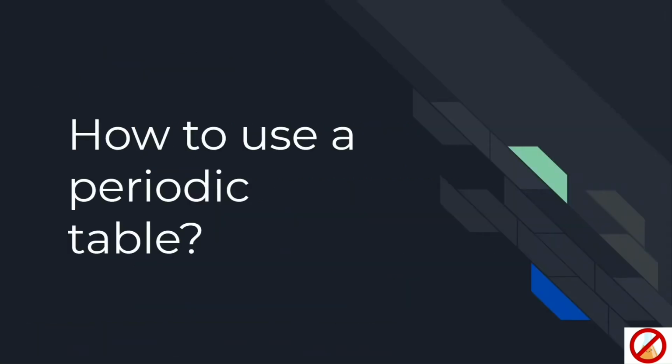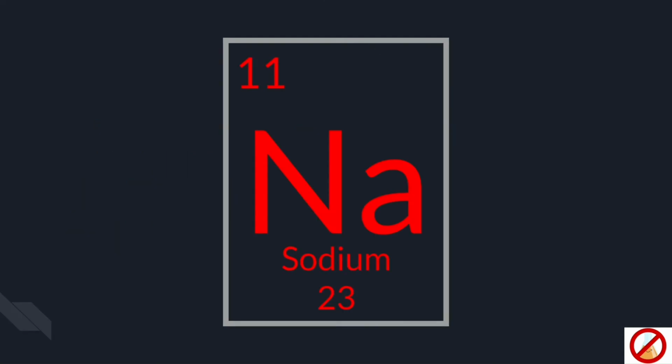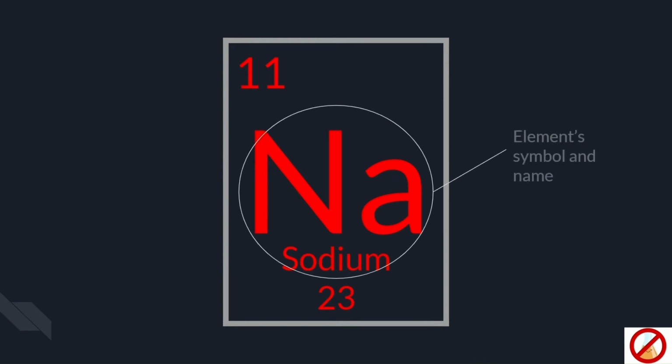Now let's get into how to use a periodic table. How do we actually understand it? Because this is really interesting. We can get into different types of elements and different types of reactions. So we need to start by understanding how to read an element. We can start by looking at the symbol. The symbol here is Na, and the name is sodium. So that's the element symbol and its name.